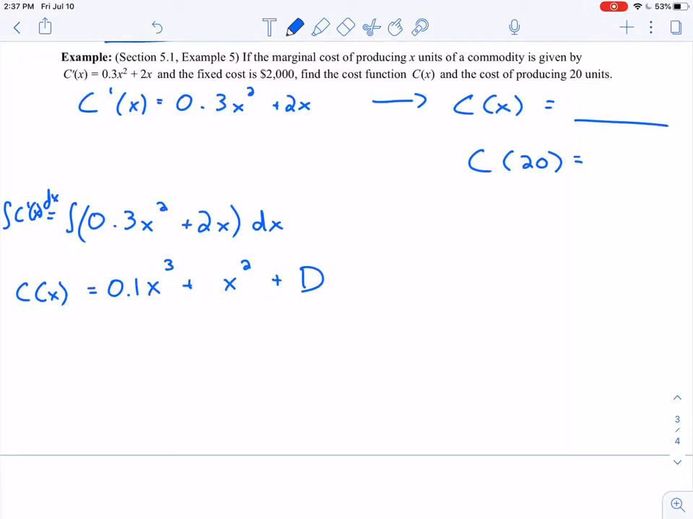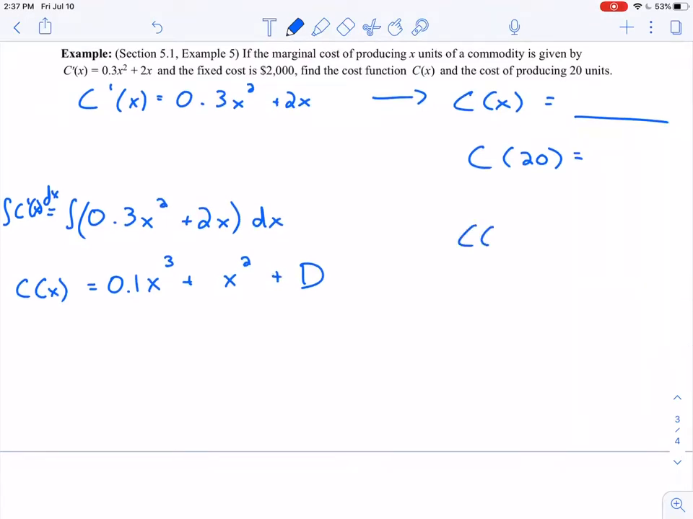Only the problem is we don't have an ordered pair like we did in the last couple of examples. We don't have, they don't outright tell us, hey, c of blank is equal to blank, right? We don't have that piece of information. Well, actually, we kind of do. It says, particularly right here, the fixed cost is $2,000.